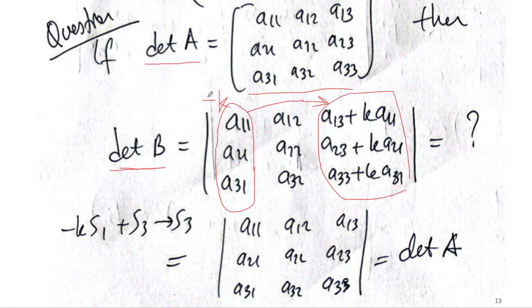So if I multiply the first column by minus k and add it to the last one, I am going to obtain the original determinant of matrix A. And this is just equal to the determinant of A. So basically, since we are able to show by doing a column operation that we can get back the original problem, these two are equivalent. Therefore, the determinant of B is also equal to the determinant of A.